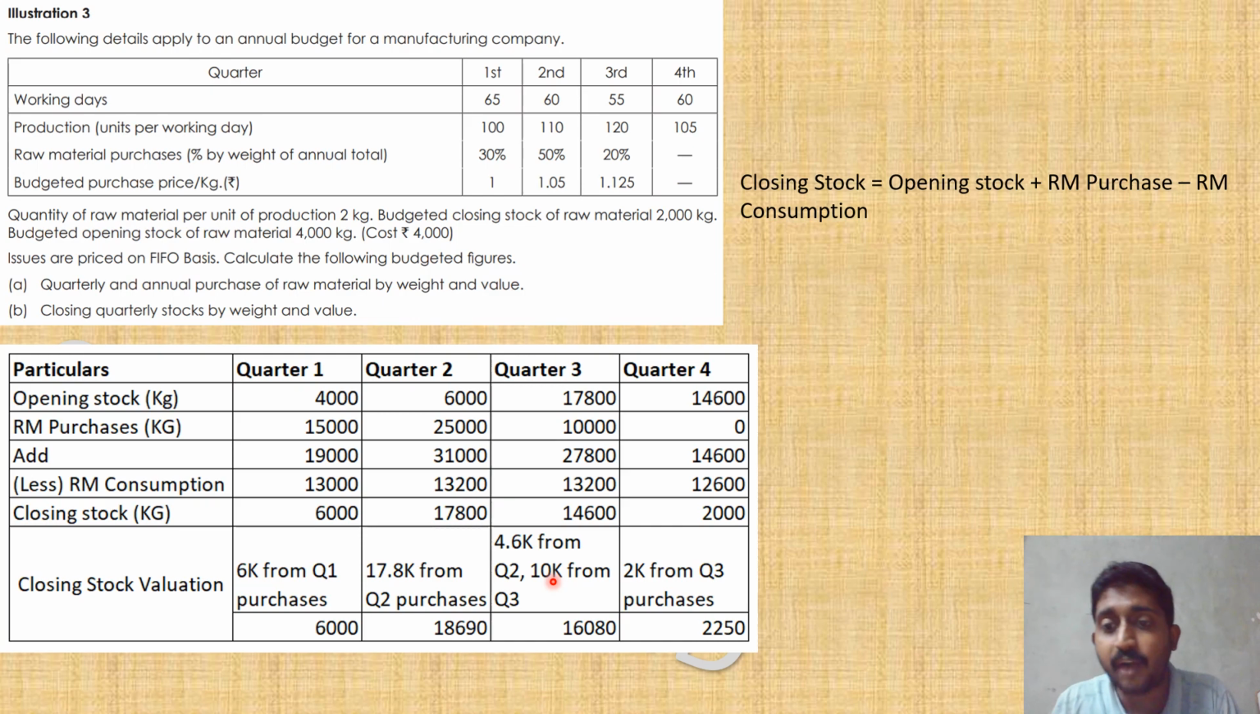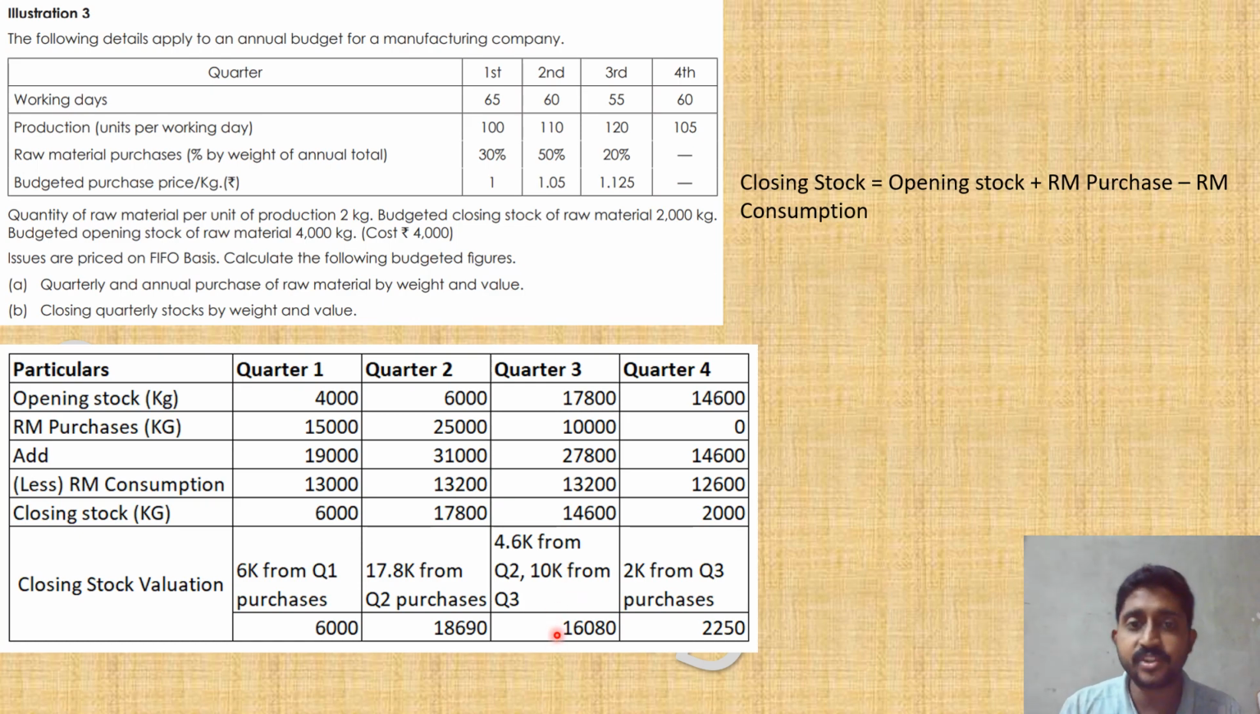Then only we have to touch the boxes of what we have bought in the quarter 3. So 10,000 is bought in the Q3 and out of 14,600 remaining, 4,600 is the quarter 2 stock which is carried forward to the quarter 3. So 4,600 is quarter 2, which means it is bought at 1.05 rupees, and 10,000 is bought at 1.125 rupee. So 10,000 into 1.125 plus 4,600 into 1.05 is the valuation of the closing stock.